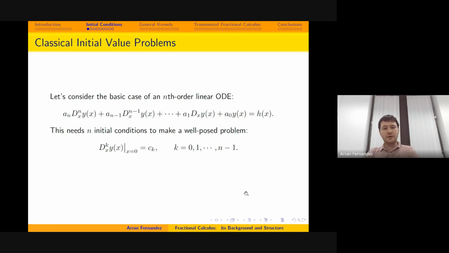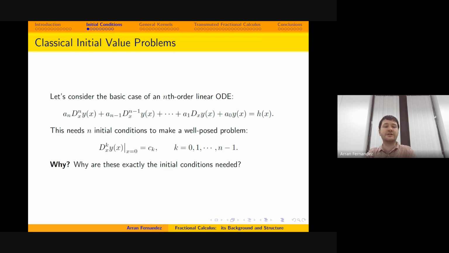Okay, now let me start to talk about initial value problems. Here is an nth order, not fractional, linear ODE. As we know, this needs n initial conditions. Here are the initial conditions, and then it will be a well-posed problem. Let's think about why those are the initial conditions that are needed. We learned this in some basic course on differential equations, but what's the reason?